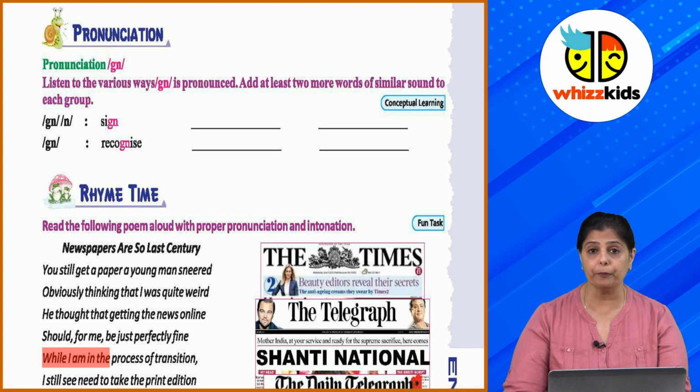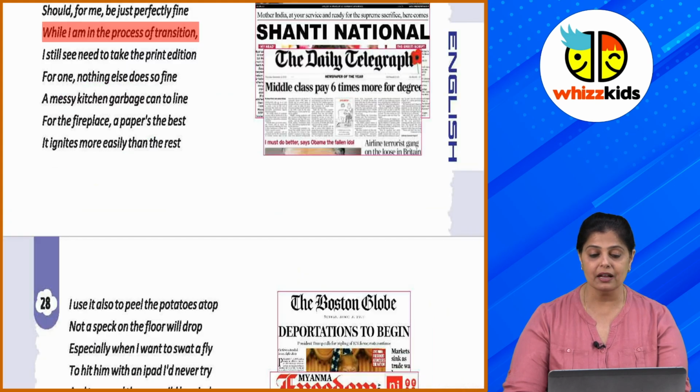While I am in the process of transition, I still see need to take the print edition. For one, nothing else does so fine. A messy kitchen garbage can to line. For the fireplace, a paper's the best. It ignites more easily than the rest. I use it also to peel the potatoes atop. Not a speck on the floor will drop.